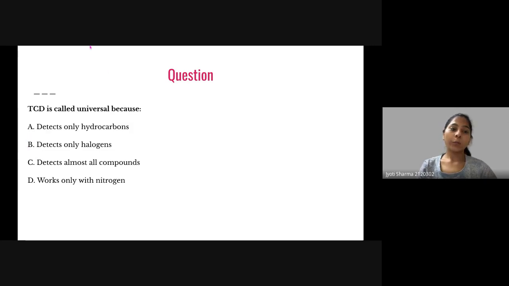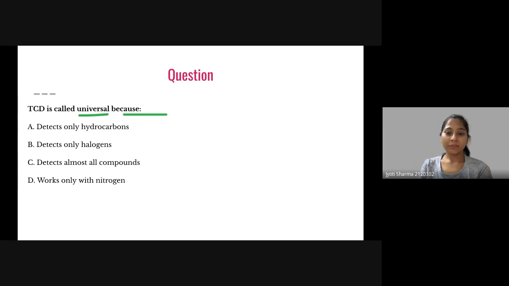Okay, we can call TCD. So this is the another detector that we are talking about. So TCD is called universal. Why? Detect only hydrocarbon, detect only halogens, detect almost all compound, works only with nitrogen. Yeah. So universal means it can detect almost all compound, right?